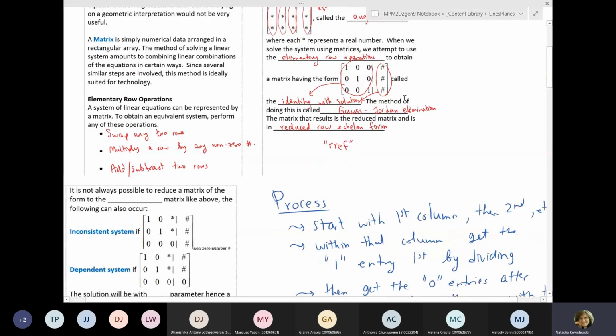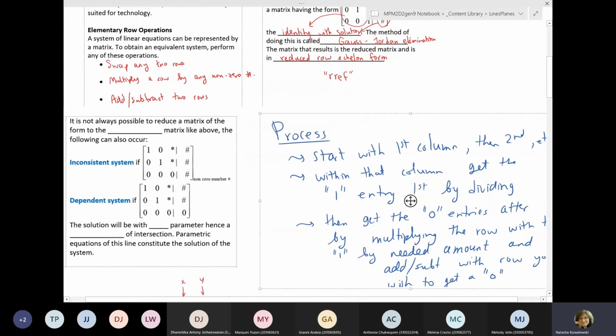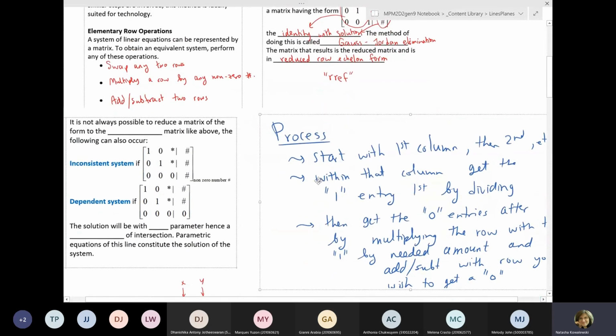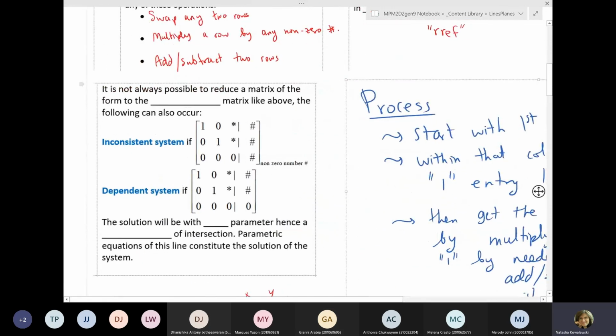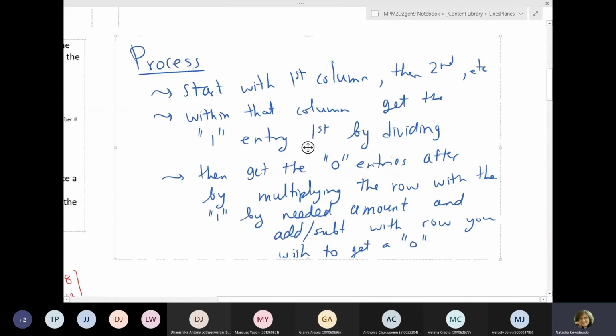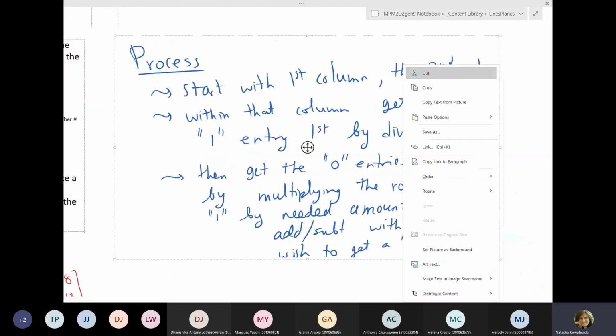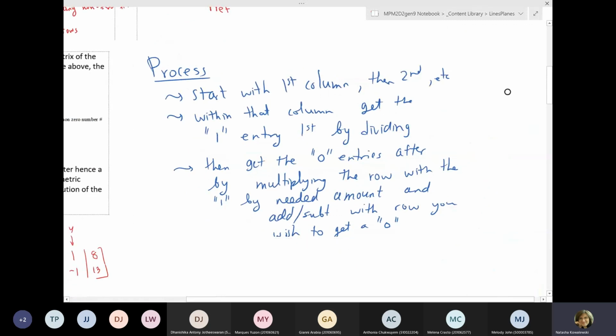What exactly is the process of doing so? I have words written down here already. No, I'll come back to talk about this one. This is like inconsistent systems. I'll do that at the end because it gets more complicated. Okay, so the process: what you want to do is start with the first column. Once you deal with the first column, then you move on to the second. But within the first column, or whatever column you're on, your goal is to get the one entry first.